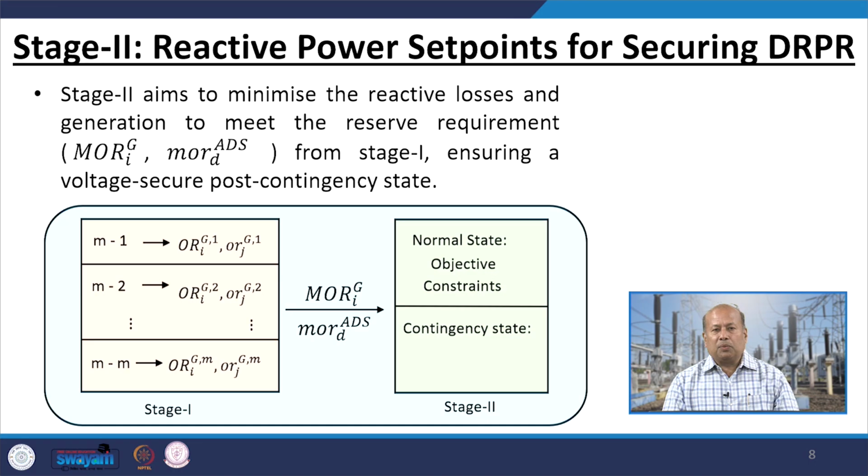Now, moving to stage 2 after the optimization, the reactive power set point for securing DRPR. Stage 2 aims to minimize the reactive losses and generation to meet the reserve requirement, that is MOR for transmission and MOR for the distribution systems from stage 1, ensuring a voltage secure post contingency state. So, what we normally do in case of stage 1, the MOR data for active distribution and transmission system is being communicated or shared with stage 2, that is for your normal state, that is objective, constraint and contingency states.